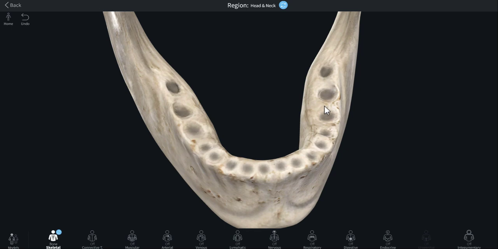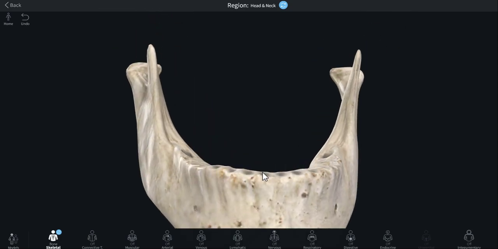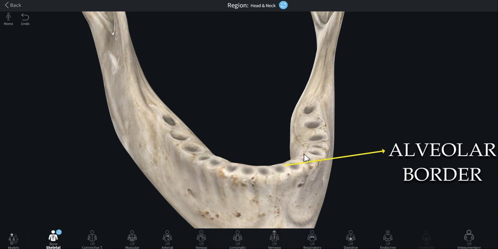I feel like you can already tell what these holes are meant to be. Yes, these are sockets. These are actually meant for the teeth, for the dentition. Since the mandible is a jawbone, it also holds the teeth in the lower jaw. So the upper border of the body of the mandible is actually holding the teeth. Now this border is also known by a very important name. Please note this down. Also known as the alveolar border.